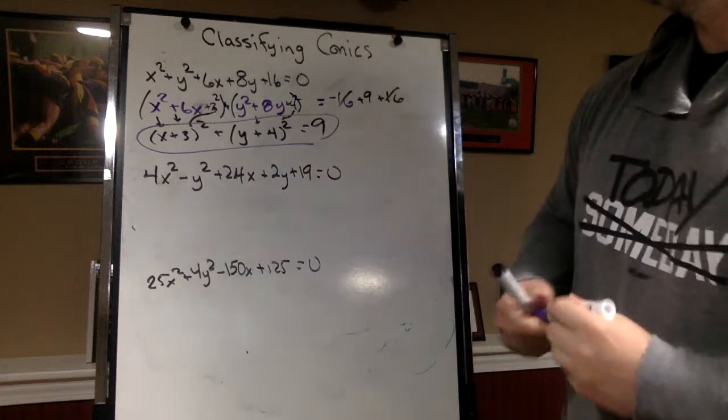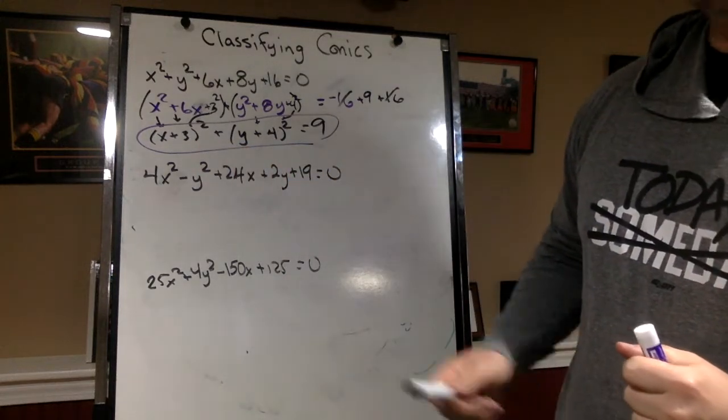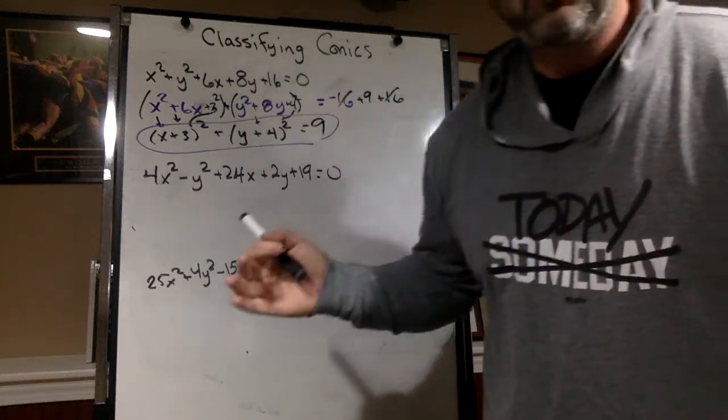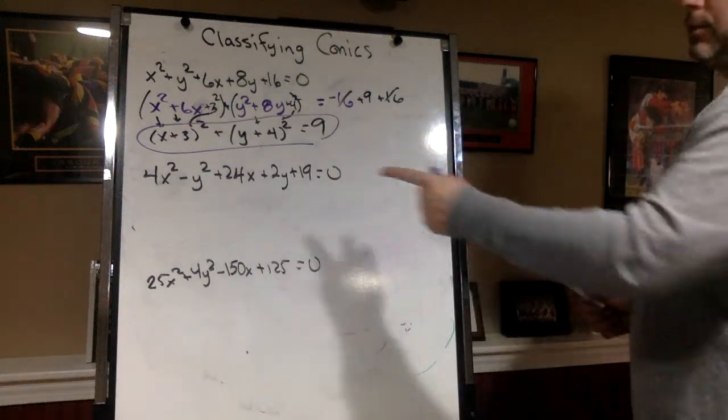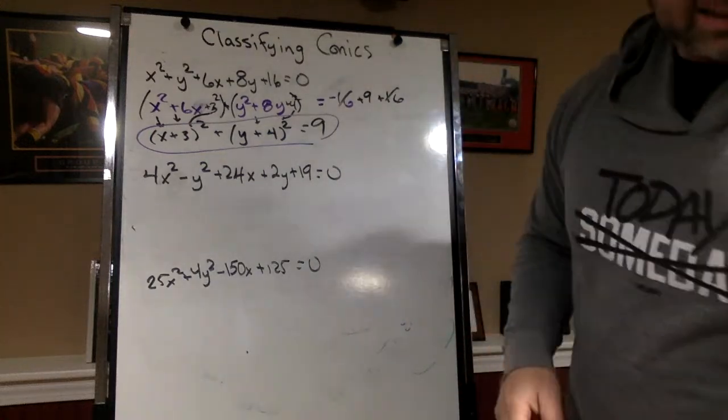And I could graph that. -3, -4 is my center. My radius is 3, because square root of that. Boom. Circle. Okay. Next one's a little different, but still, same things first. Same things first.